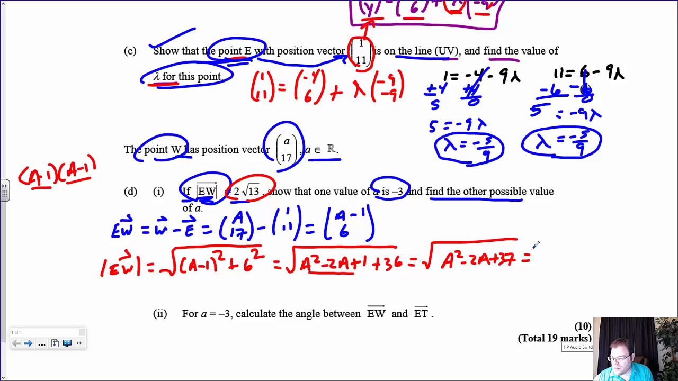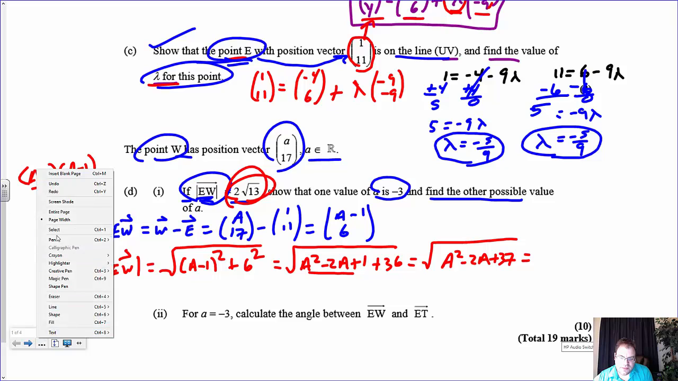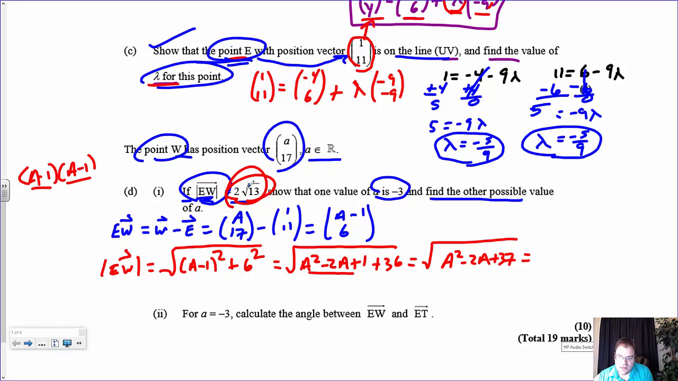And that's going to equal 2 root 13. But we need to simplify that a bit, make it more useful. This is the magnitude of EW, and this is the magnitude of EW, so this is equal to this. 2 root 13 is actually the same thing as root 4 times root 13, because the square root of 4 is 2. So really this is the square root of 4 times 13, which is the square root of 52. So 2 root 13 is the same thing as the square root of 52.